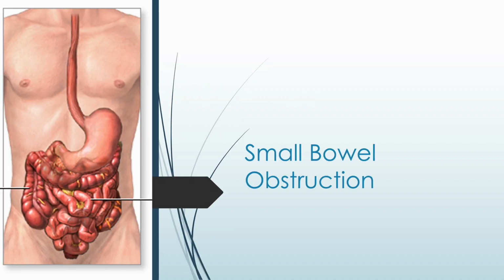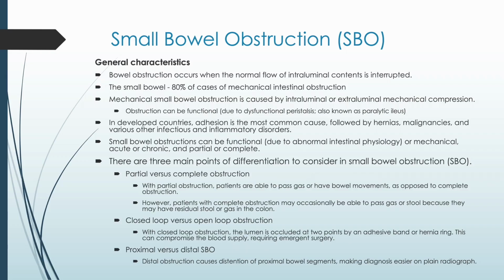So starting off, we're going to talk about small bowel obstructions. Bowel obstructions in general, you can kind of lump them all together, although small bowel obstructions are 80% of cases of mechanical intestinal obstruction, meaning that they are the majority. Only about 25% of cases, so maybe 75% small bowel, maybe 25% large bowel, which we will discuss a little later. But let's talk about small bowel obstructions first.